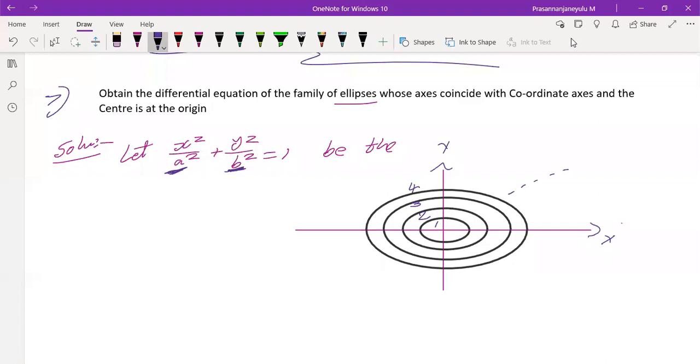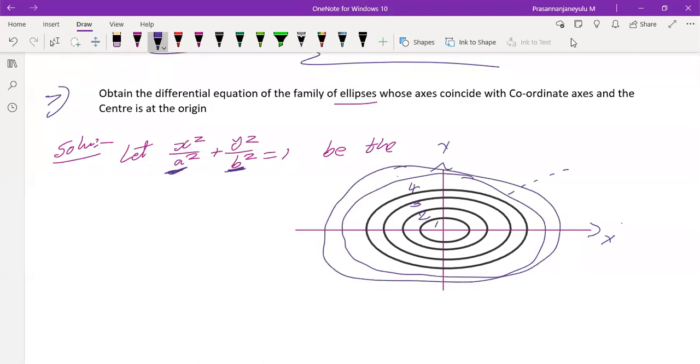So for all these ellipses, we are getting an arbitrary equation, which is x square by a square plus y square by b square equals 1. Here, what we can understand is that a and b are arbitrary constants. They did not mention anywhere in the problem that a and b are arbitrary constants, so we have to assume clearly that a and b are arbitrary constants.